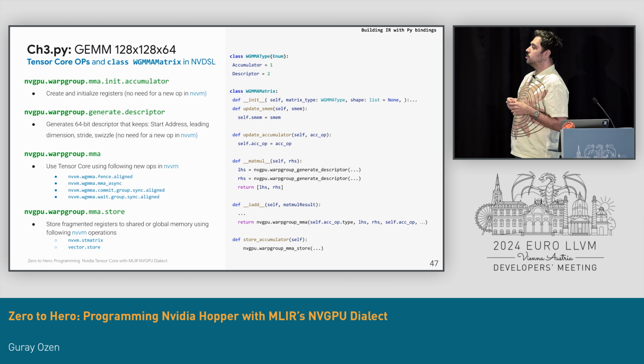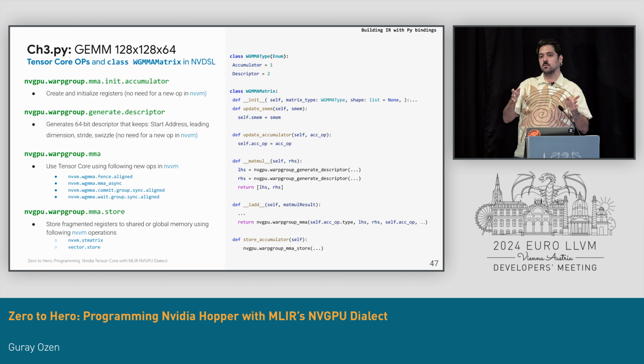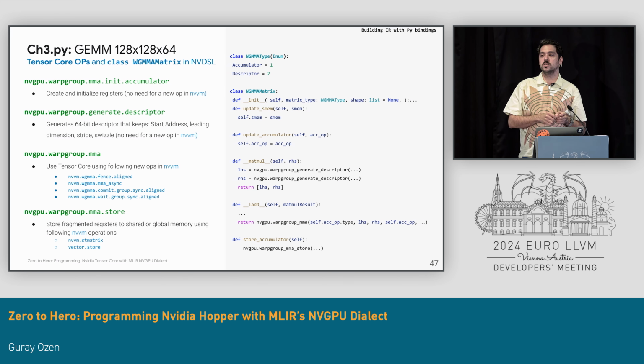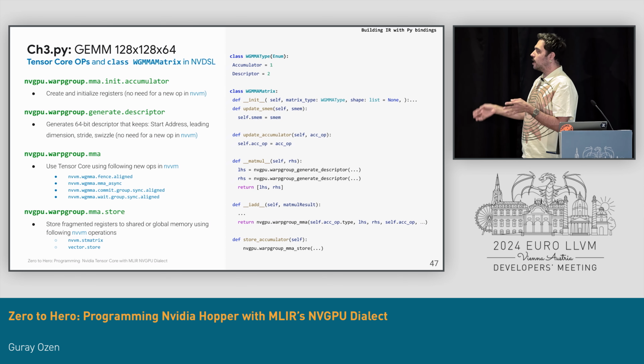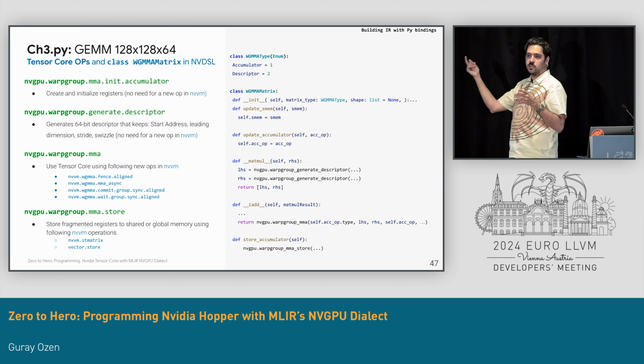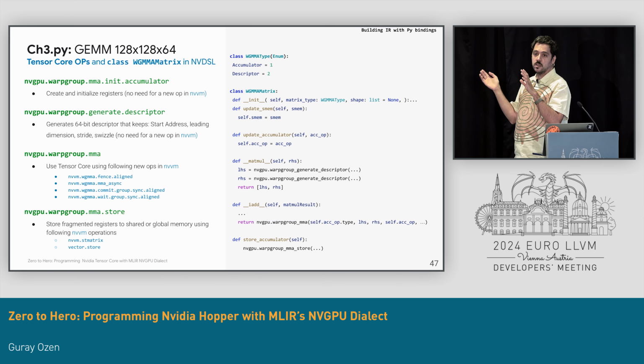The first op is initializing the accumulator. What is the accumulator? Well, if you look at the Tensor Core, the operation is not just matmul. The operation is matmul and accumulate. So you need an accumulator. If you don't have one, which is fine, you still need to use this op. This op is going to generate a register for you and assign it 0.